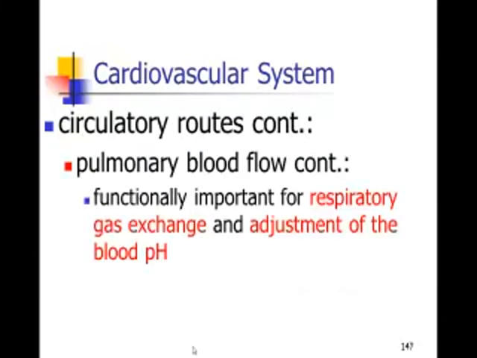Functionally, the pulmonary system is very important for respiratory gas exchange. Remember that we pick up oxygen in the lungs into our blood, and we get rid of carbon dioxide. And also, by getting rid of carbon dioxide, we adjust the pH of the blood. The pH of the blood tends to be lower when there's a lot of carbon dioxide, and higher when you get rid of it, so the pH returns back toward normal.